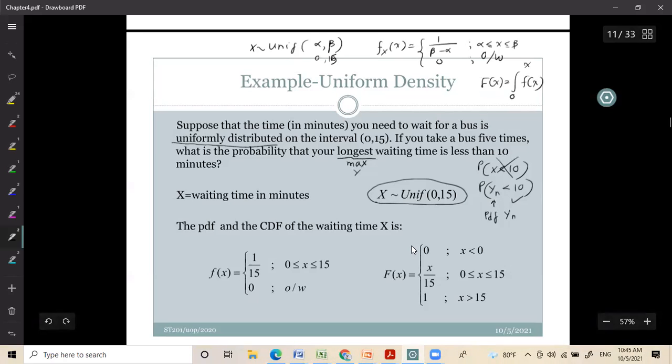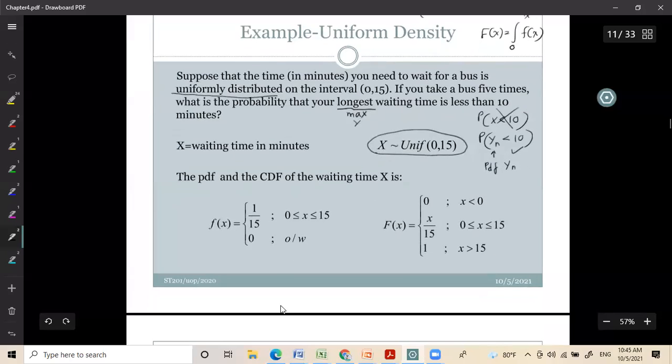Right? So if you integrate 1 over 15 from 0 to any x, what do you get? 1 over 15, x from 0 to x, that will be x over 15. So that is how you got this CDF. Okay, simply integrate from lower limit up to any x. So you can write the PDF and the CDF of the x, that is the waiting time. Okay, so that is our first step.